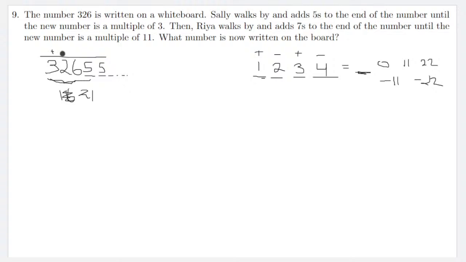So 3 minus 2 plus 6 minus 5 plus 5. Well, what does that sum give us? That gives us a sum of 7. Well, a sum of 7 is not divisible by 11, so we need to add another 7. Now let's try the divisibility rule on this. 3 minus 2 plus 6 minus 5 plus 5, and then minus 7. Well, this sum is actually 0, which is divisible by 11. So our final result, 326,557, is what is left on the board.